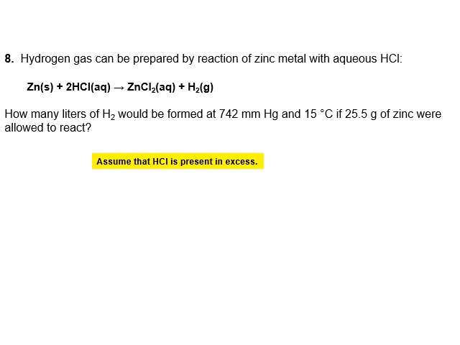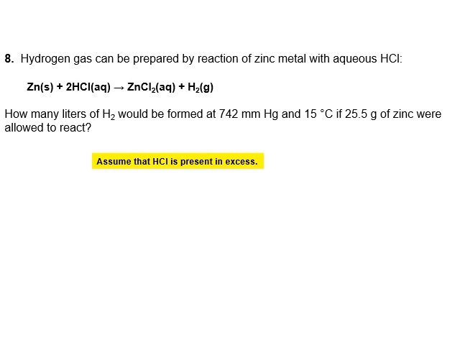Hydrogen gas can be prepared by reaction of zinc metal with aqueous HCl. So again, it looks like we've got ourselves a stoichiometry problem. I know that makes you glad. So let's just check and make sure. They give the reaction and they ask us how many liters of H2 would be formed at 742 millimeters of mercury and 15 degrees centigrade if we had 25.5 grams of zinc. So this is going to be a stationary problem, so we'll use PV equals nRT.